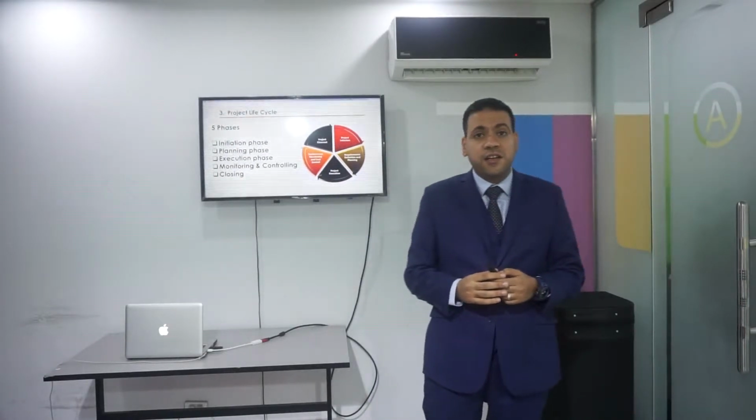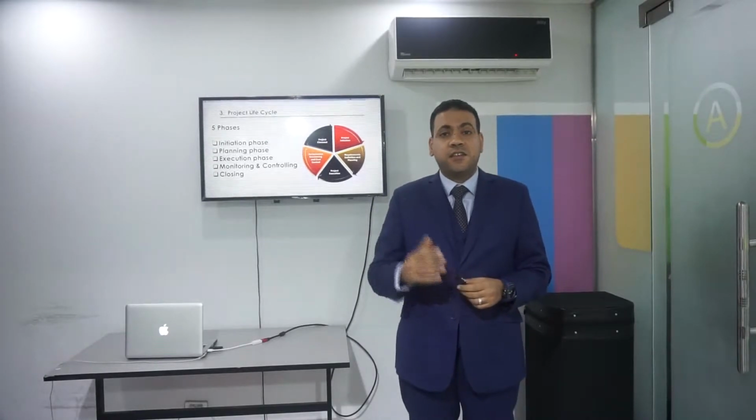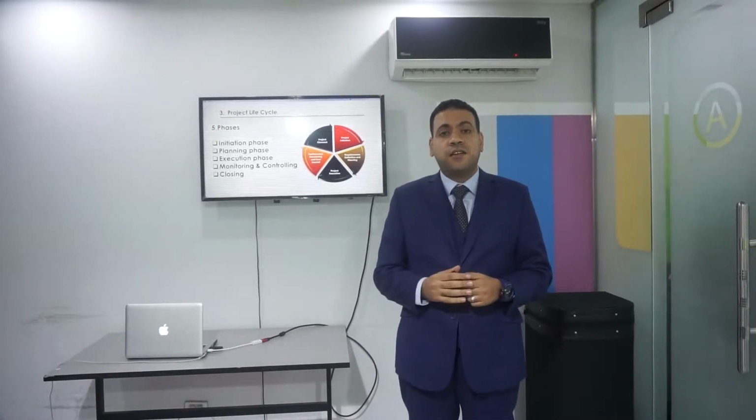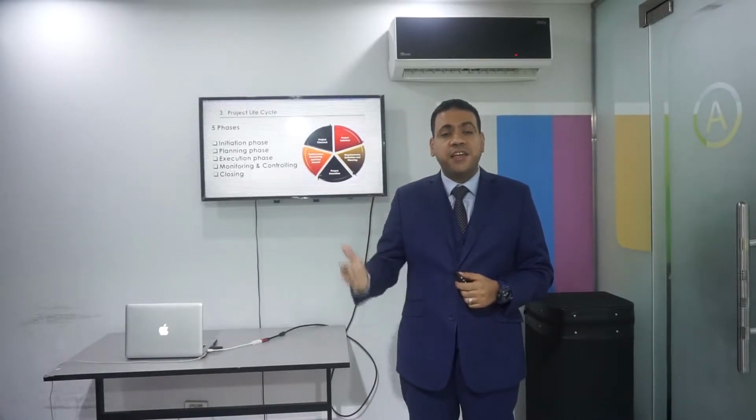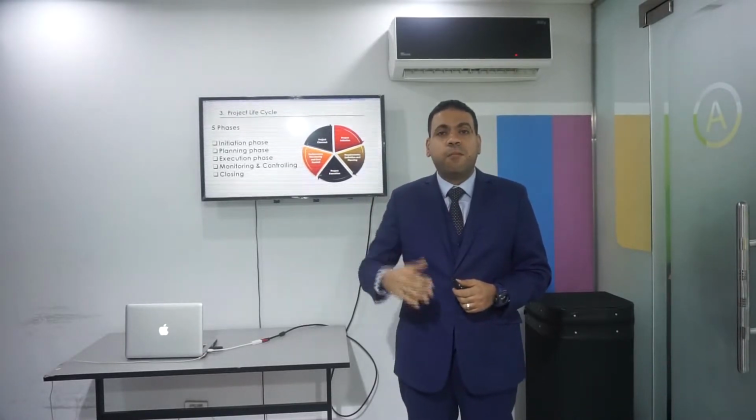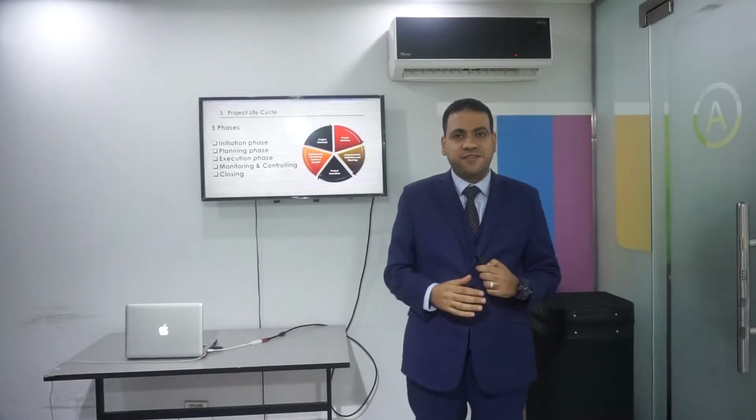The project life cycle has 5 phases. The project life cycle is the initiation phase, planning phase, execution phase, monitoring and controlling, and it will end with the closing phase.